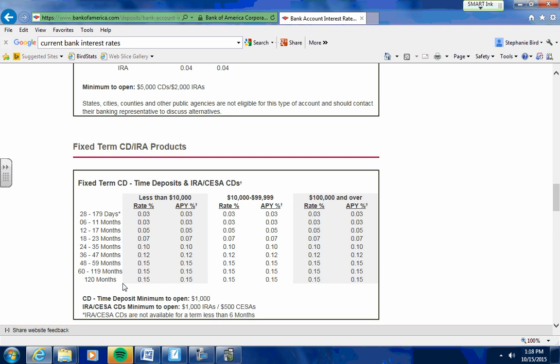Now, how long is 120 months? 10 years. Okay? Is that annually? What is the rate? APY is an annual percentage yield. All right, so there you go.